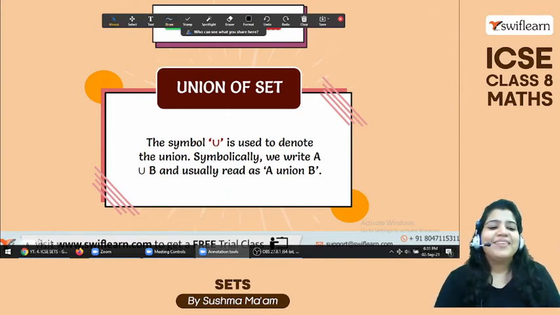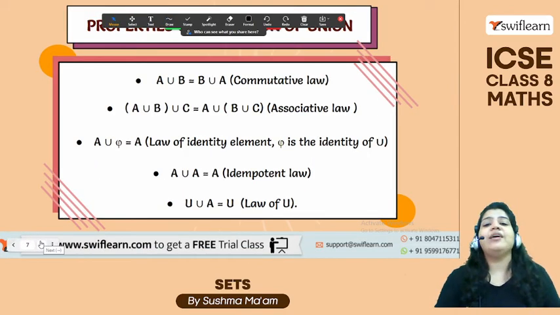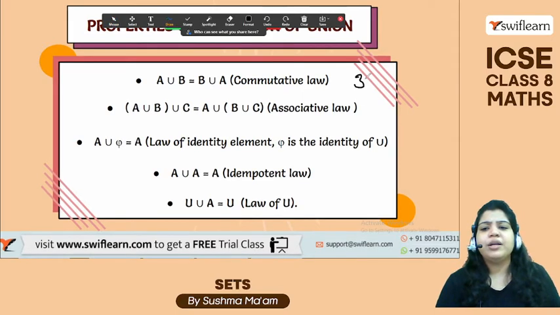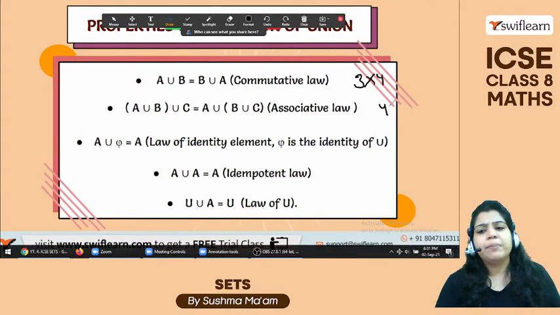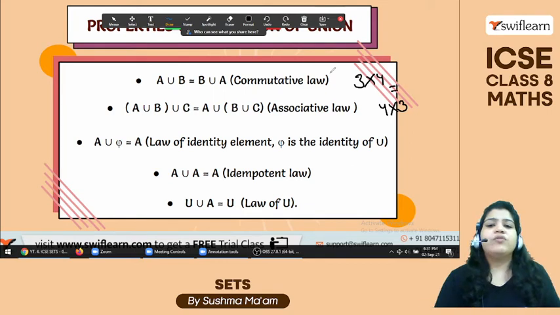Okay, so let's move ahead. Here are the properties which we learned yesterday. So A union B, B union A. So we have a simple example. If I write 3 multiply 4 or 4 multiply 3, if I just change the positions, 3 multiply 4 or 4 multiply 3, the answer is the same, 12. So this law is known as commutative law.